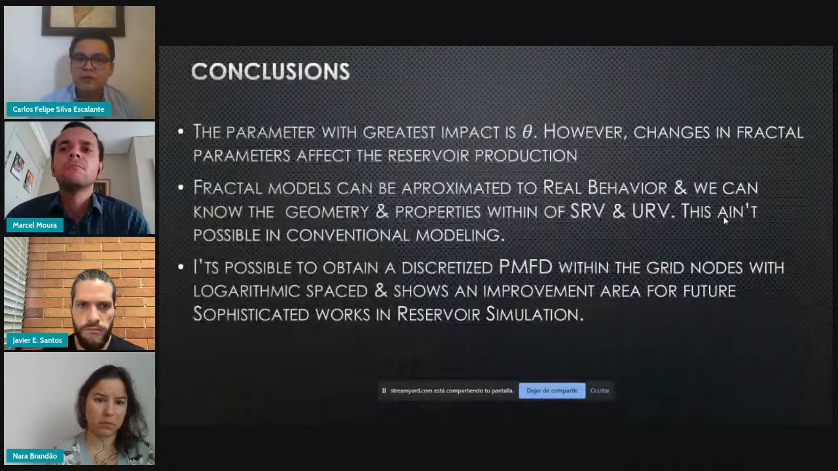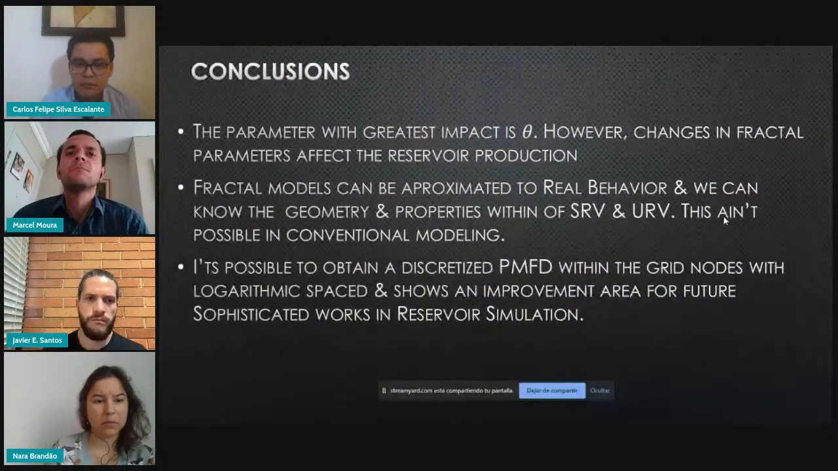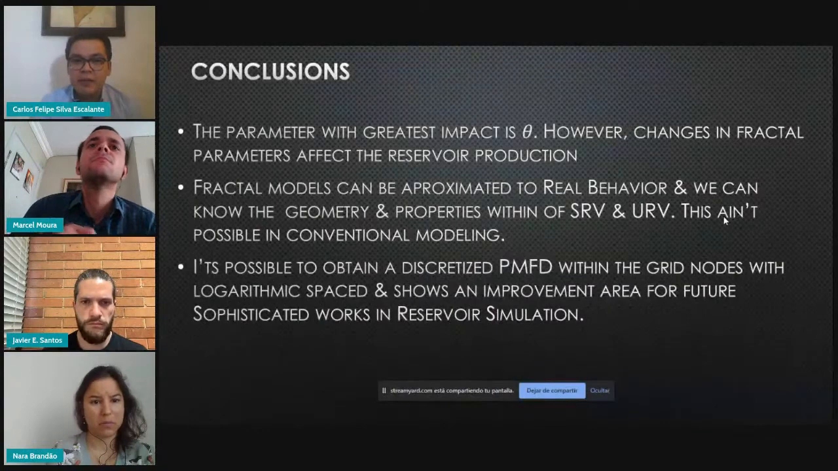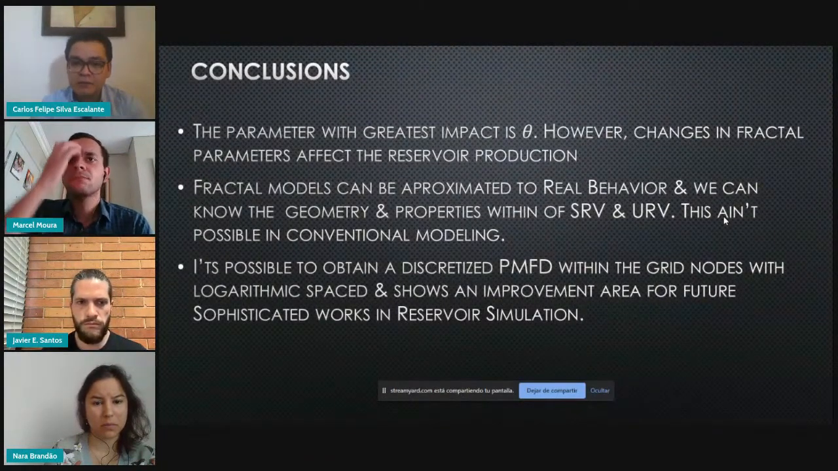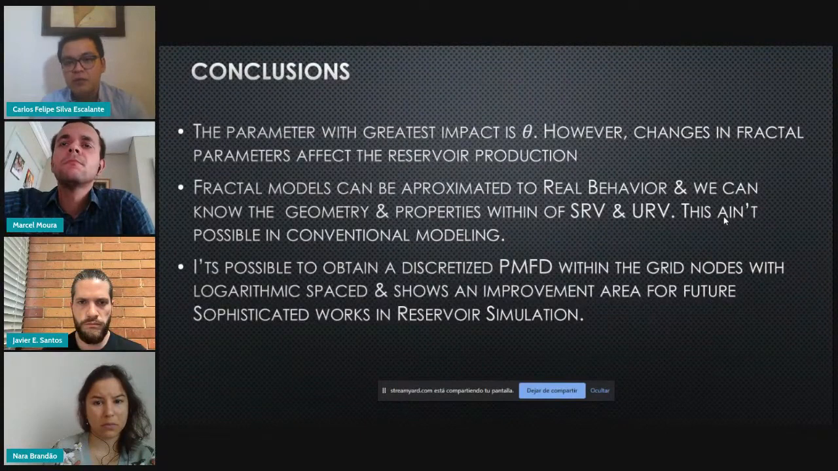And conclusions. The parameter with greatest impact is theta. However, change in fractal parameters affect the reservoir production. The fractal model can be approximated to real behavior, and we can know the geometry and properties within the SRV, stimulated reservoir volume, and unstimulated reservoir volume. This isn't possible in conventional modeling.